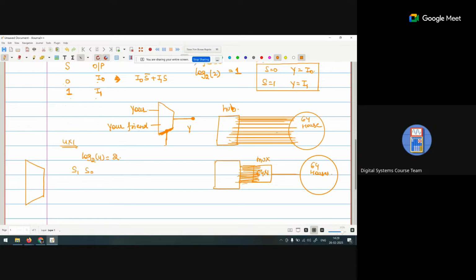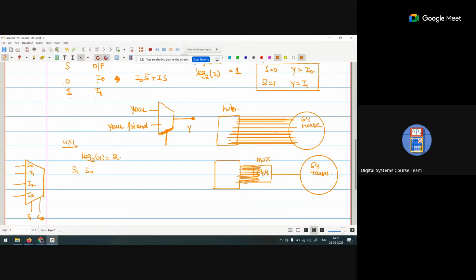Now clear? Any doubt? Now if we go with the 4 cross 1 mux, we require 4 input lines, I0, I1, I2, I3. We require 2 select lines, one is S1, the second is S0.